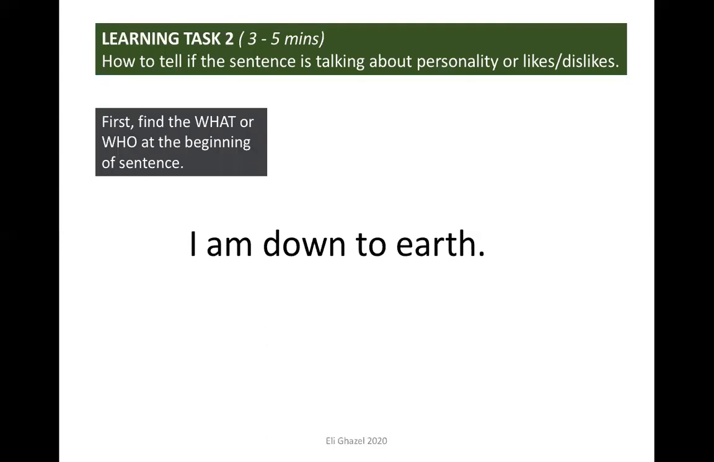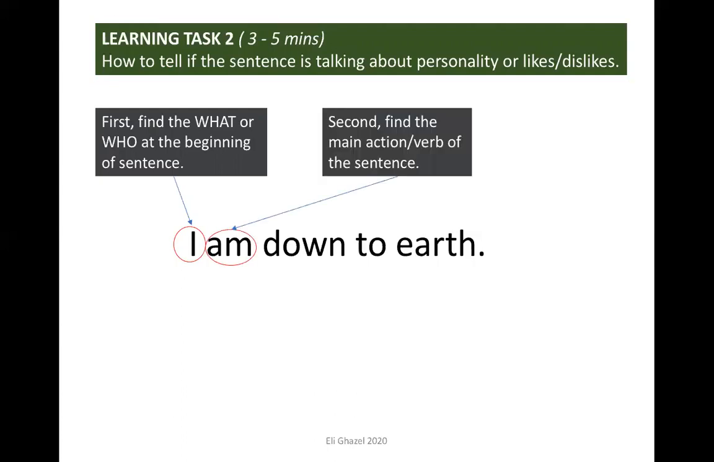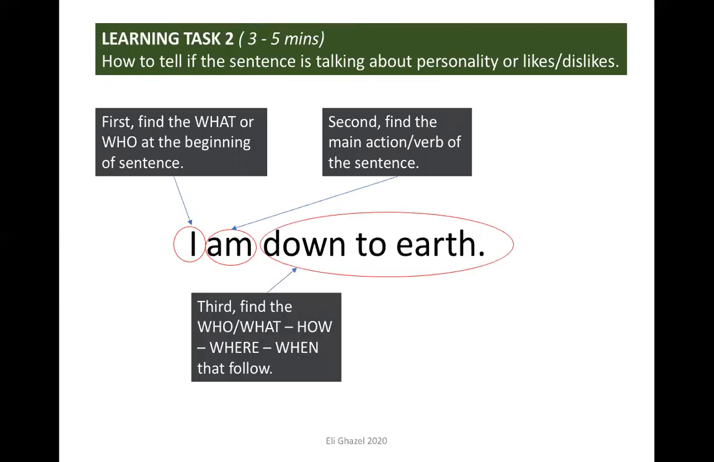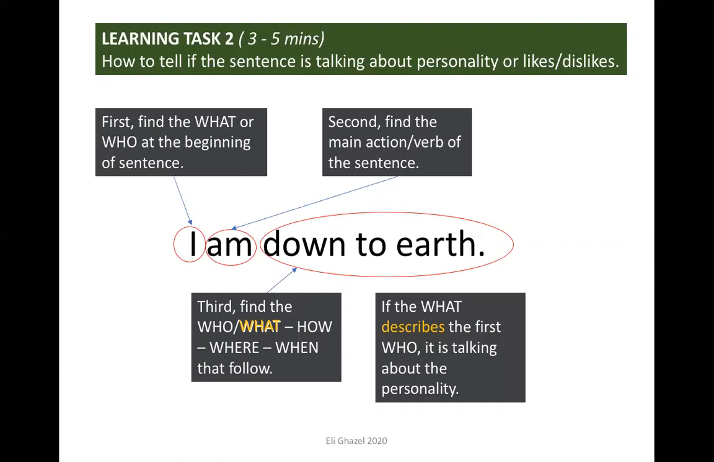What we'll do is first find the what or the who at the beginning of the sentence. We just did that, right? Good. Then find the main verb or the action of the sentence. Good. Then find the what or the who. Good. So after you find them, we start to think here. This is a what, right? If the what describes the who, then it's about personality.